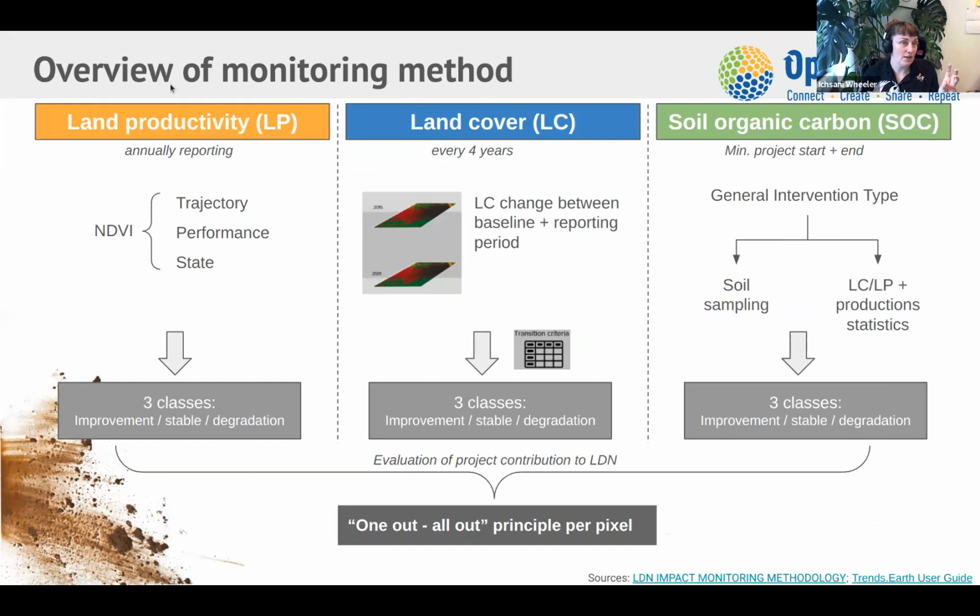It is a combination of land productivity dynamics over time, land cover and land cover changes over time, and soil organic carbon. There is no above ground carbon biomass at the moment being included, but there is obviously a desire and a hope for it to be included in the future. These are all combined on a per pixel basis with a one out, all out principle. If one of these indicators is decreasing, it's degrading, okay?